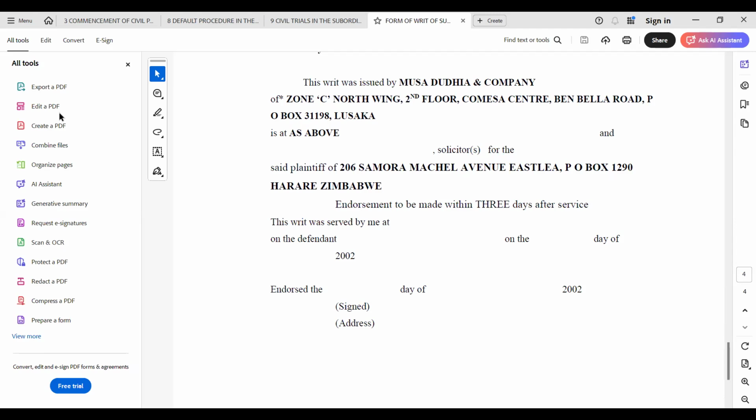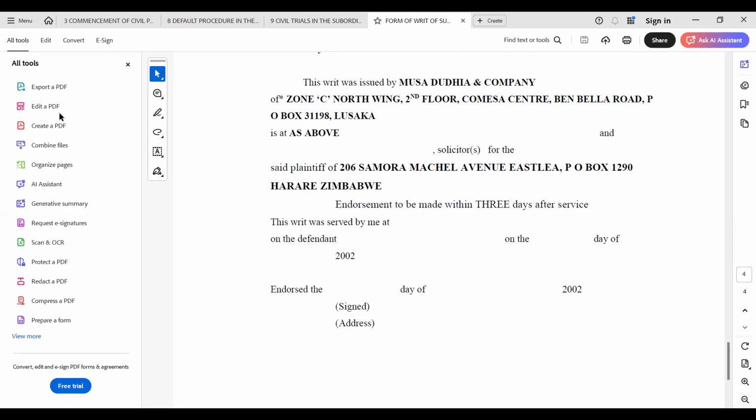Given the fact that Counsel Blessings has labored to explain and tutor on how to draft a default writ of summons and what documents are supposed to accompany it, he has belabored to explain the affidavit verifying debt, which is supposed to accompany a default writ of summons, and the documents that are supposed to accompany an affidavit verifying debt. I believe there won't be much to look at when it comes to a default writ of summons.